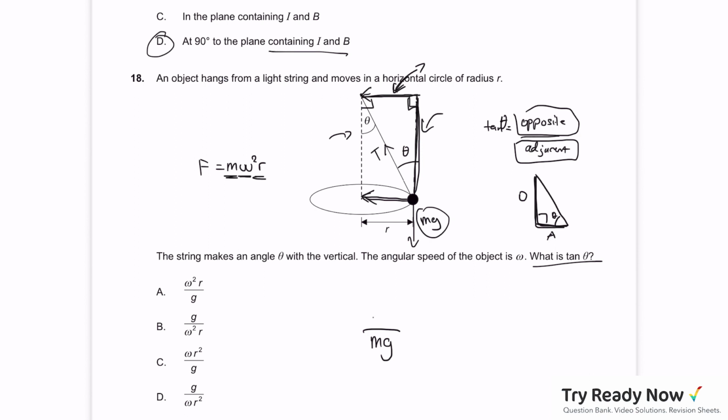So if we put that in, and we know that this is equal to tan theta, the masses cancel out, which leaves us with an answer of ω squared times R divided by g, which gives us an answer of option A.